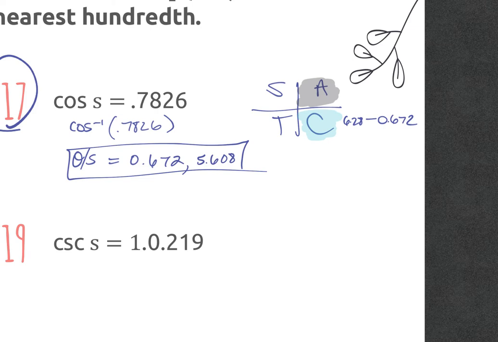So those are the 2 angles in radians that would give you a cosine of 0.7826, because cosine is positive. So you use your All Students Take Calculus, and that will tell you which quadrants to pick. And you couldn't pick the first quadrant? Well, the first quadrant, you have that answer. That's what this one is. So you already have that one.